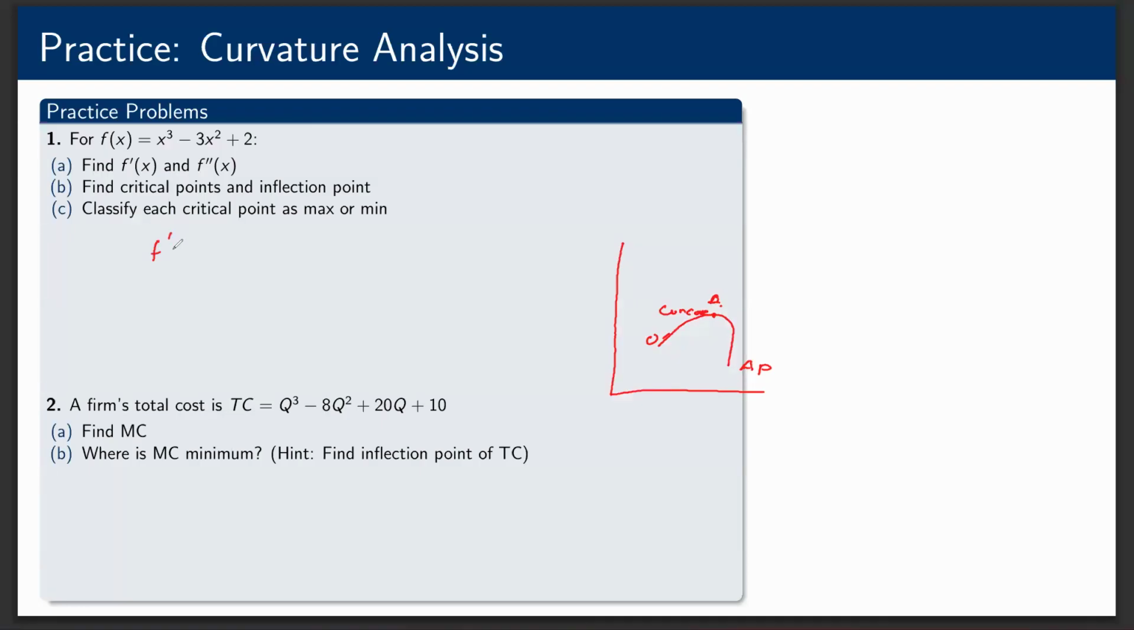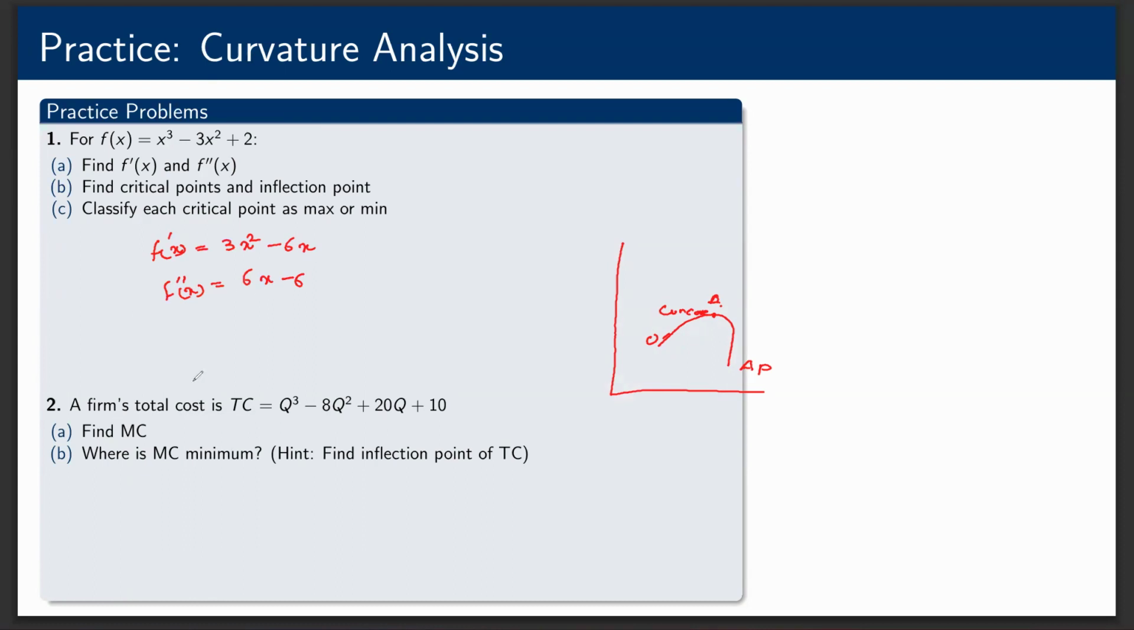Okay, f dash x, the first order derivative, will be 3x square minus 6x. So what will be the second order derivative? Take the derivative of this first order derivative. It will be 6x minus 6. A answer is ready.